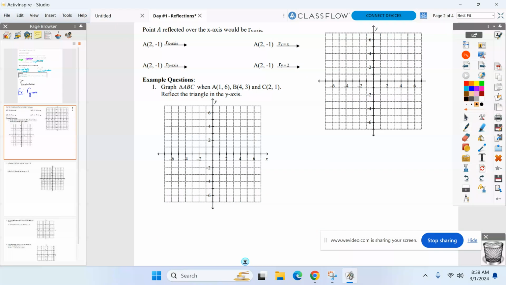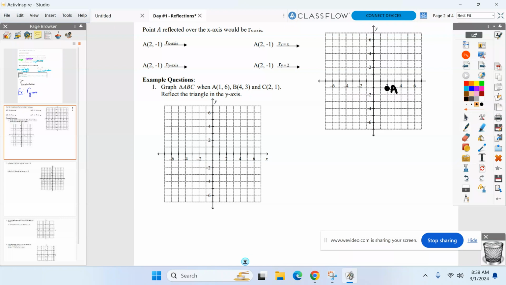All right, so let's take our point A, (2, -1). Throw that up on the graph for me. Point A, (2, -1). Hopefully you guys can graph. (2, -1). And now let's go over our new notation.